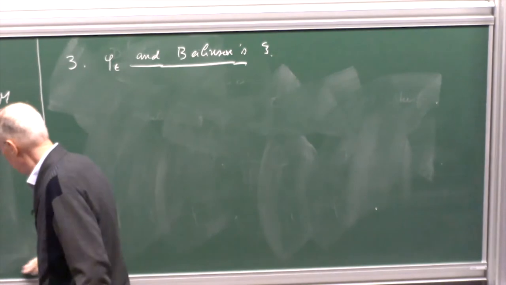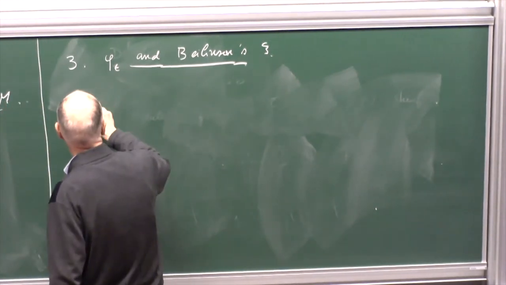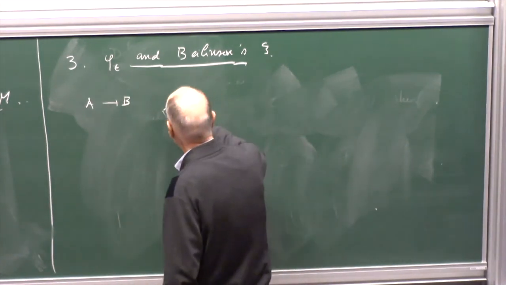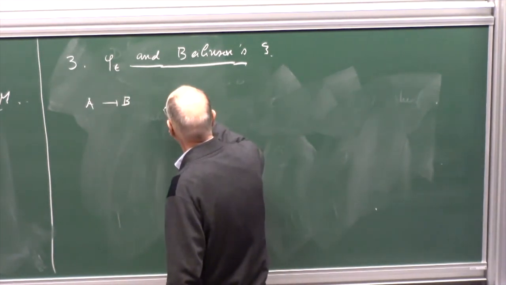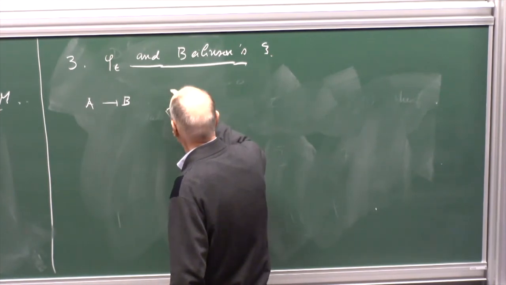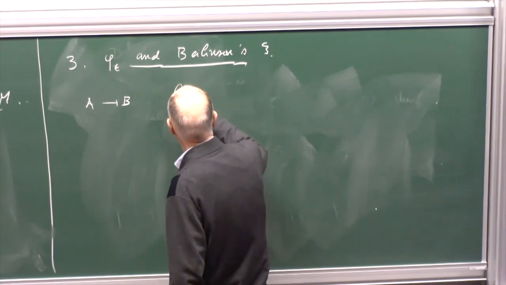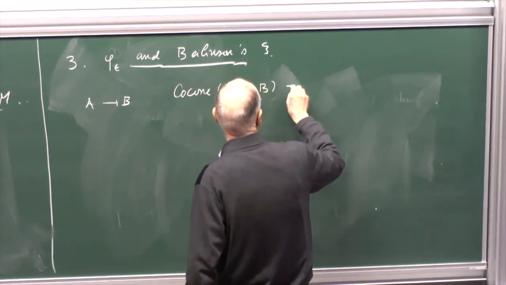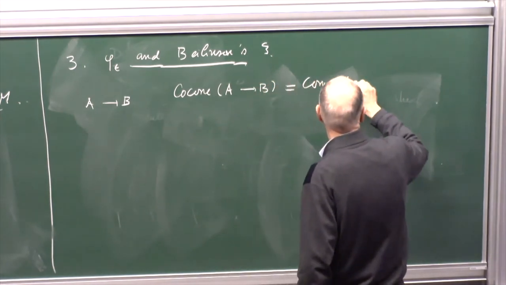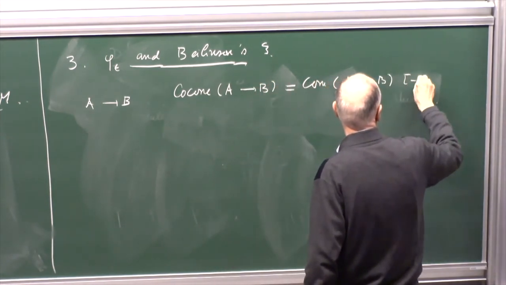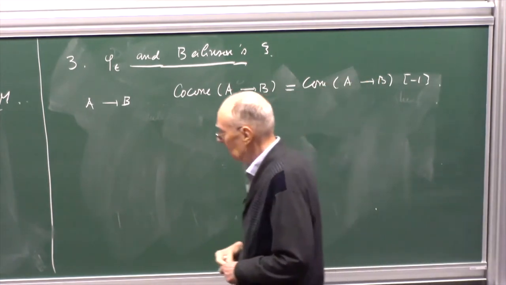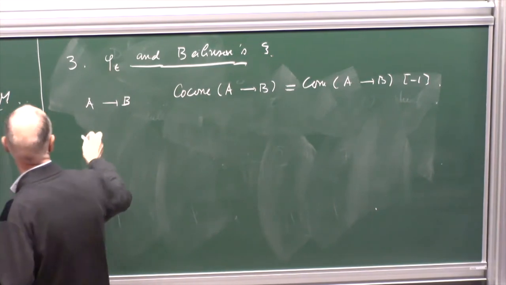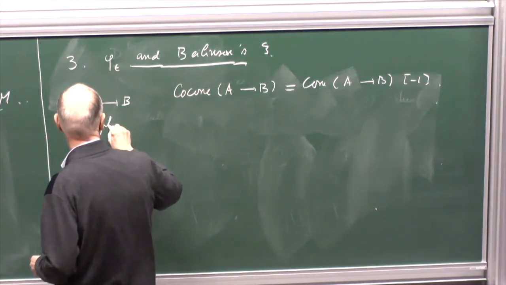I will use the following notation. If A to B is a morphism of complexes, I denote, like Drinfeld does in some paper, by cocone of A to B the cone of A to B shifted by minus 1. Yes, a morphism of complexes.